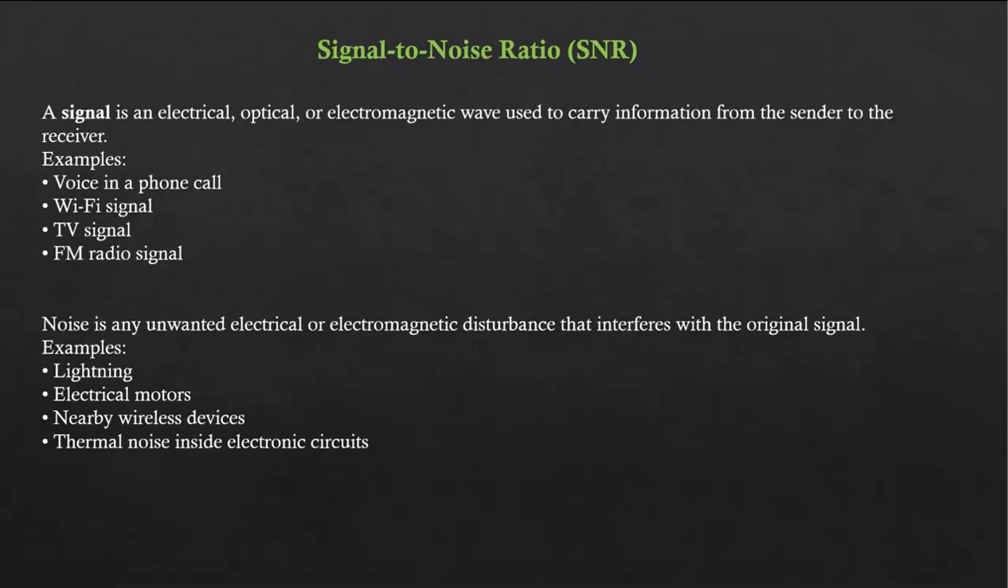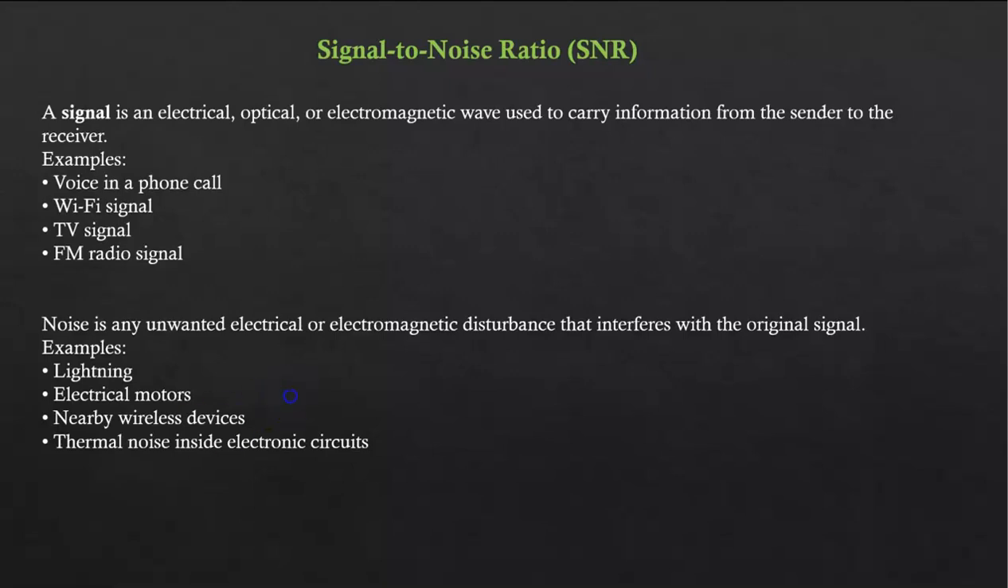Before looking at the actual ratio of signal and noise, let's define two parts. A signal is an electrical, optical, or electromagnetic wave used to carry information from the sender to the receiver. A signal can be like your voice on a phone call, Wi-Fi data, or TV streams. Noise, on the other hand, is any unwanted disturbance that corrupts that original signal. Think interference from lightning, electrical motors, or thermal noise in circuits.